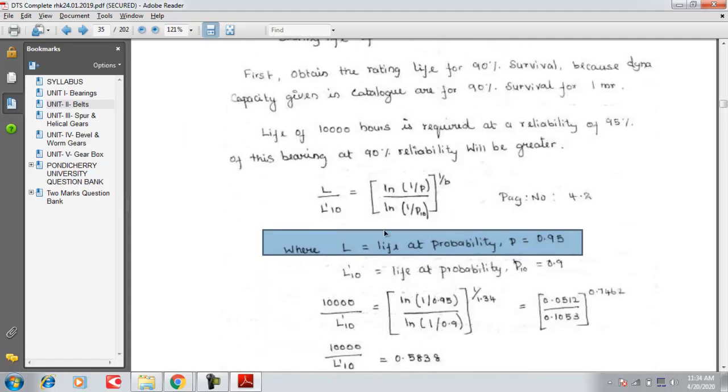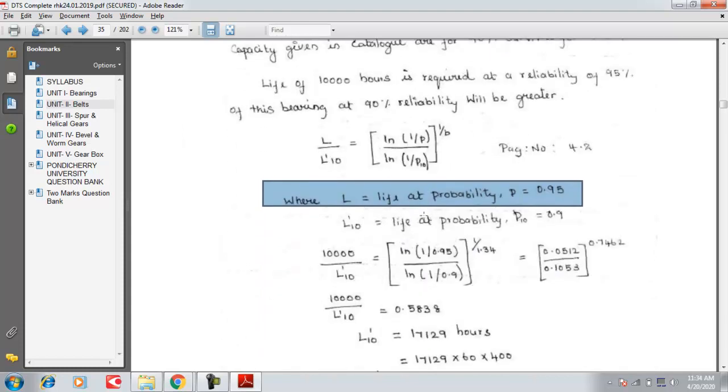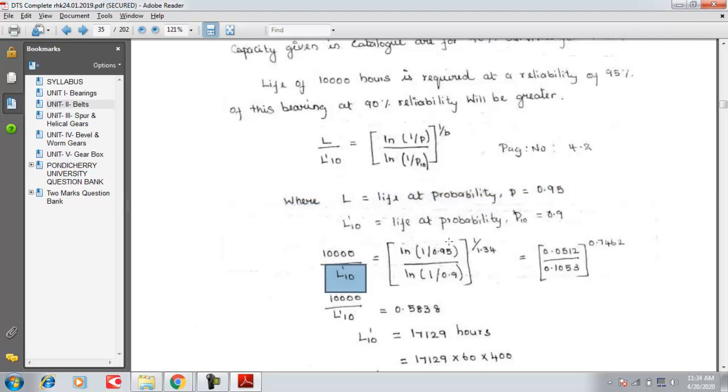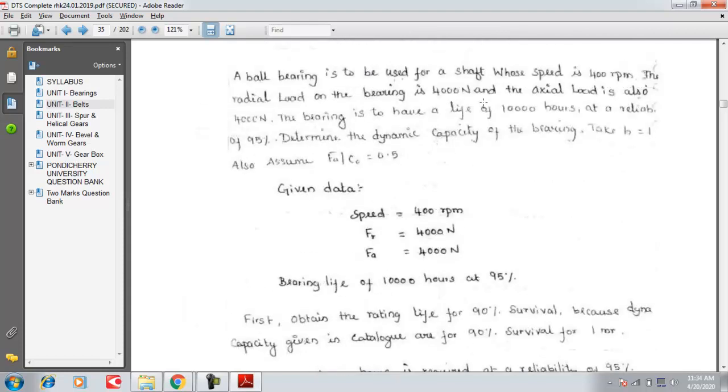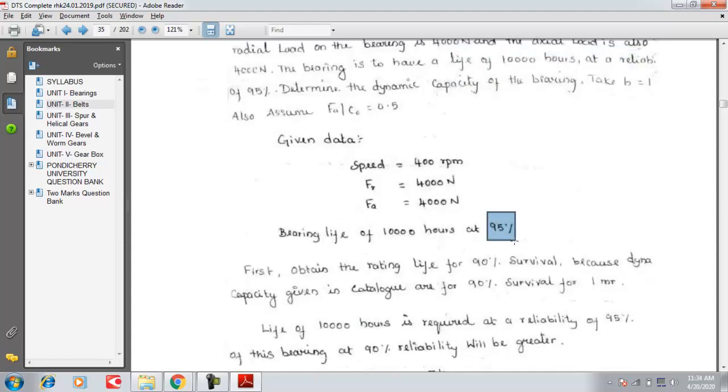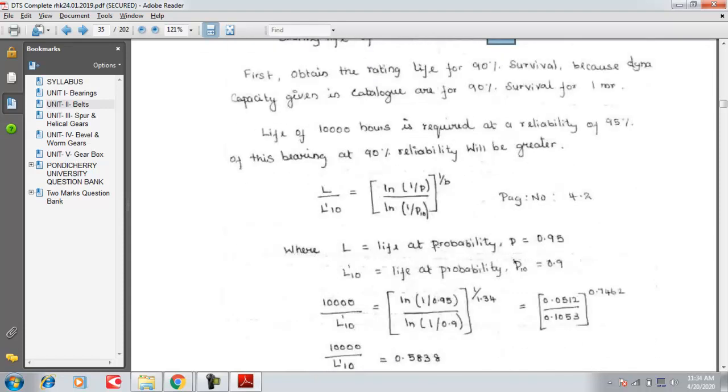We have to convert it to million revolution, or we can find out the value of L10 dash in million revolution. Actually, in this problem they have given the required bearing life, that is the bearing has to function for a life of 10,000 hours, and also 95% is given for the probability rate. First of all, write down the values like this. Life of the bearing is given, and reliability of 95% of the bearing is also given.